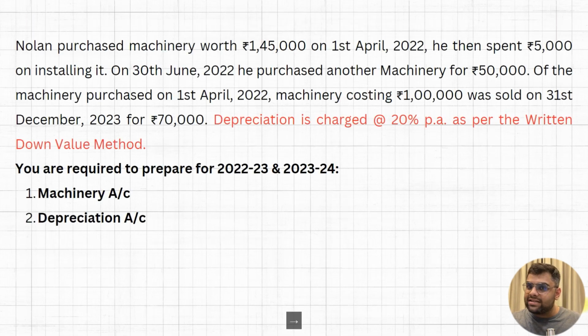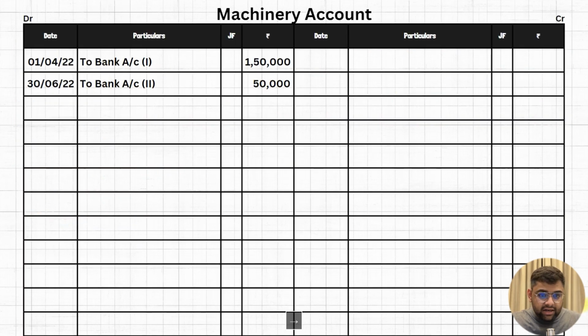Then the last thing to be done at the end of the year is to charge depreciation. Depreciation is charged at 20% per annum as per the written down value method. Depreciation कहाँ record करोगे? In the machinery account on the credit side. 31st March 23, last date of the year by depreciation account.